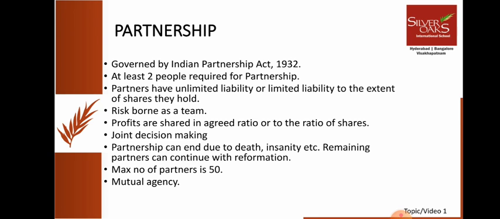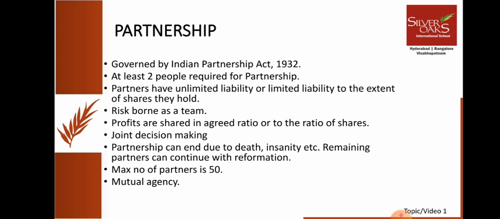Now, talking about the number of partners, the minimum is always two. Now, the Companies Act, 2013 had specified that the maximum number should be 100. All right. Now, as per the latest rule, which was reformed in 2014, the maximum is 50.